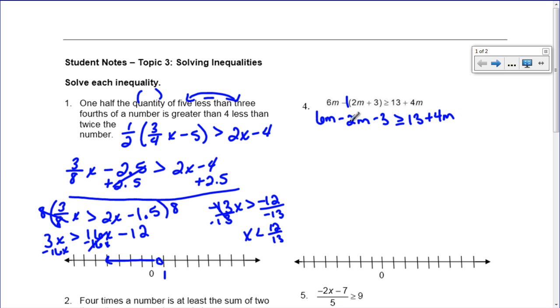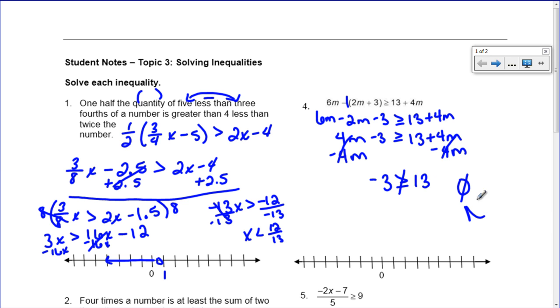Well, 6 minus 2m I can combine. 6 minus 2 is 4m. Minus 3. This side I didn't do anything with. And so now I'm going to cancel some stuff out. So I want variables on the left, so I'm going to subtract 4m and subtract 4m. And when I do, all of my variables cancel, and I'm left with the statement negative 3 is greater than or equal to 13, which is not a true statement. Negative 3 is not greater than or equal to 13, so this inequality has no solution. I'm not going to be able to graph anything. There is not going to be a value I can plug in for m here that will ever make this work. So that's what that means.